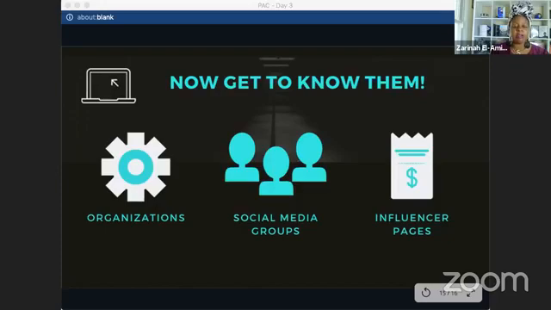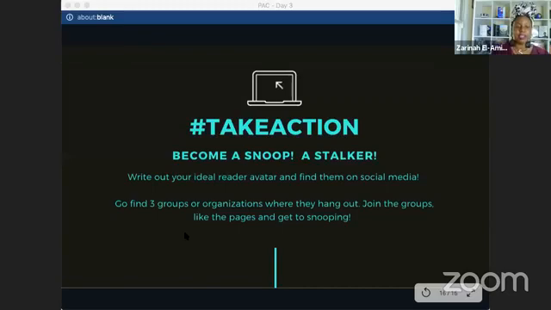We have to be smart and we have to be strategic. So what I want you all to do when you're thinking about your target audience and your avatar today is I want you to go and find them. Okay, I want you to go and find them. So you're going to become a snoop. You're going to become a stalker. You're going to go on social media. You're going to find groups. You're going to join groups.